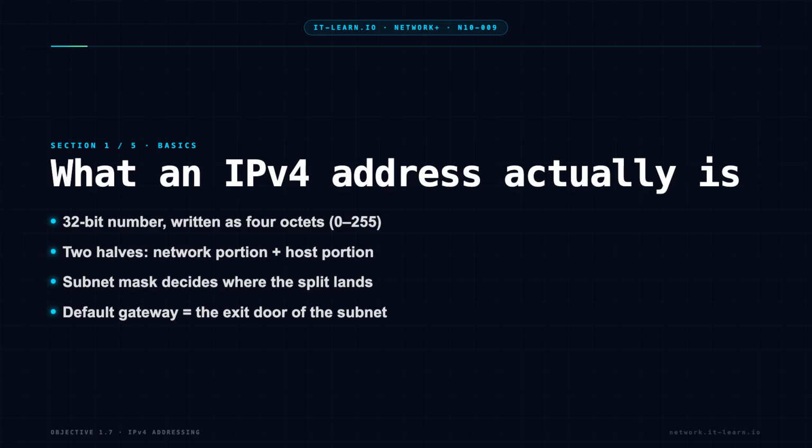Let us start with the basics. An IPv4 address is a 32-bit number typically expressed in dotted decimal notation as 4 octets separated by periods. Each octet ranges from 0 to 255. For example, 192.168.1.100. In binary, each octet is 8 bits, and the full address is 32 bits.